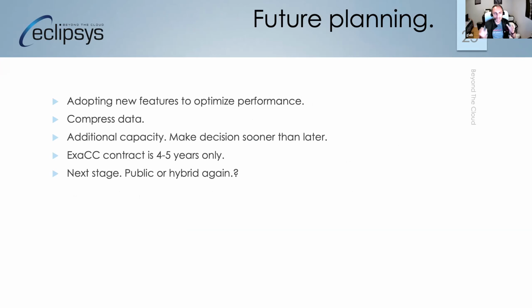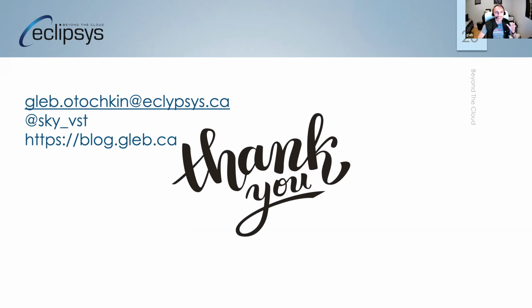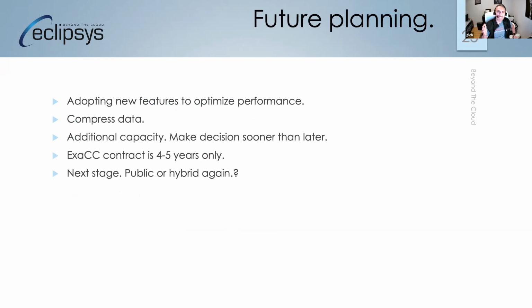So, future planning. ExaCC you are getting for 4 or 5 years, and you need to plan your future right after you migrate to ExaCC. You probably need to plan additional capacity. Maybe also what you are going to do after your contract expires in 4 or 5 years. Are you going to public cloud, or are you getting a new ExaCC, a new model, and moving there? That is up to you, and it is quite interesting what you decide.